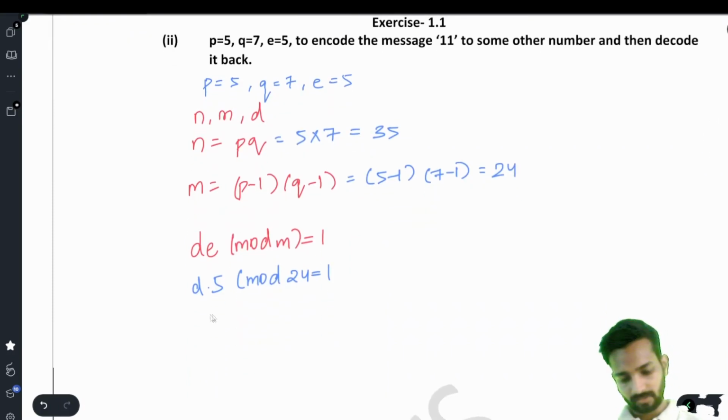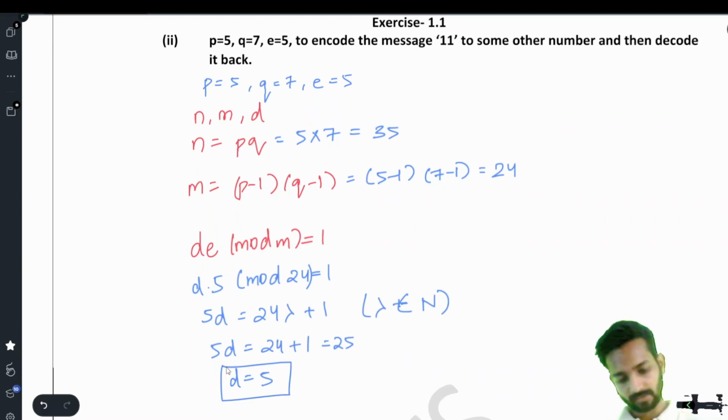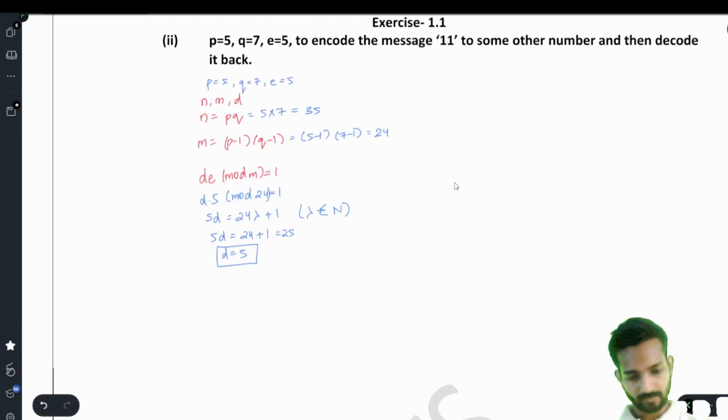And then we can write here 5d is equal to 24 lambda plus 1. Lambda is nothing but a natural number. 5d is equal to 24 plus 1, which is 25, and hence the value of d is 5. Now after this, we will encrypt that x and then decrypt it again.